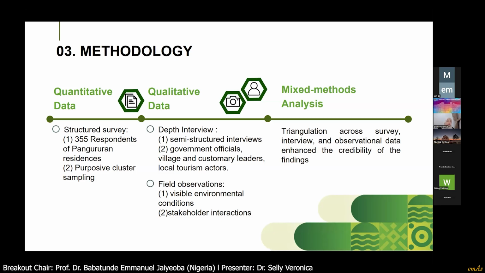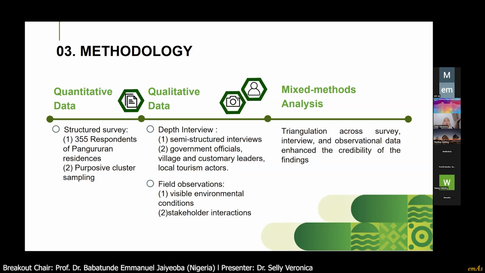In the in-depth interviews, we used semi-structured interviews involving governments, local governments, village and custom leaders, and local tourism actors. We found that there are two of the most impactful groups in Pangururan: the Pokdarwis, or Kelompok Sadar Wisata, a group that affiliates the community to be part of the progress of sustainable tourism development, and the business developed by the local government, which we know as the BUMDes.